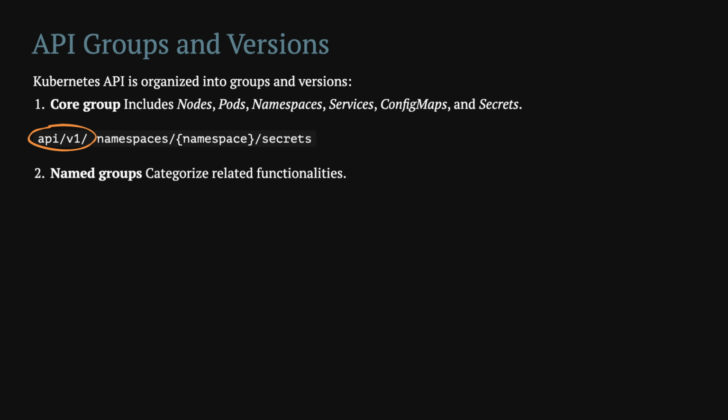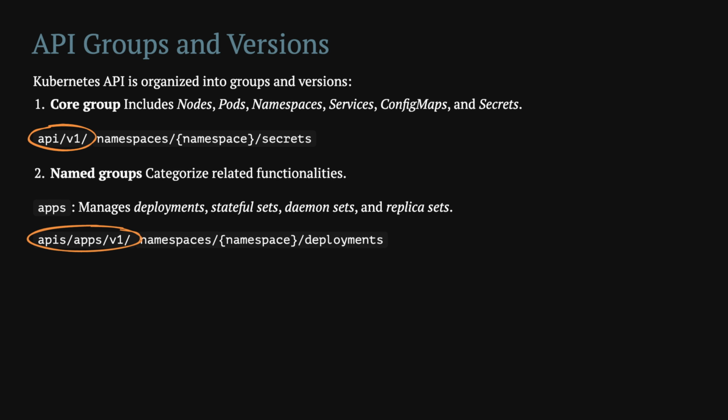Next, we have named groups. These groups categorize related functionalities. For instance, the apps group manages resources like deployments, stateful sets, daemon sets, and replica sets. The path for accessing deployments within a namespace would be the following.